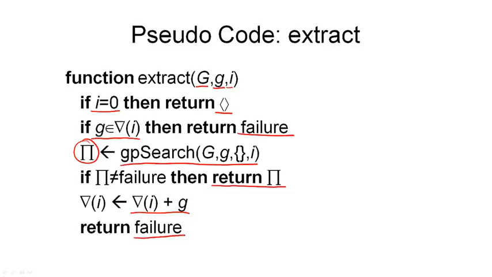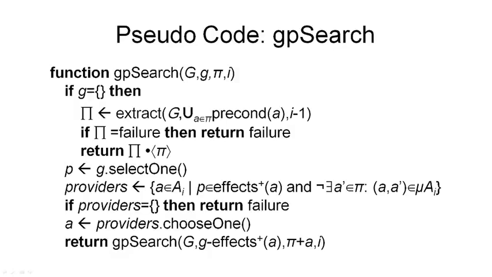So as you can see, most of the work is done in this function gpsearch, and that's what we will look at now. The function gpsearch takes 4 arguments. The first argument is the planning graph. The second argument is the goal we are trying to achieve in layer pi. So I identifies the layer in which we try to achieve the set of goals.